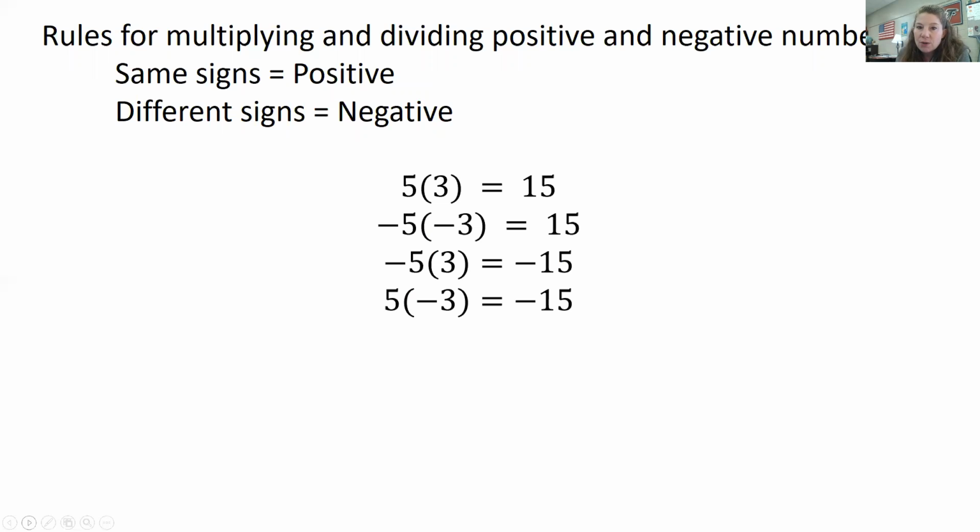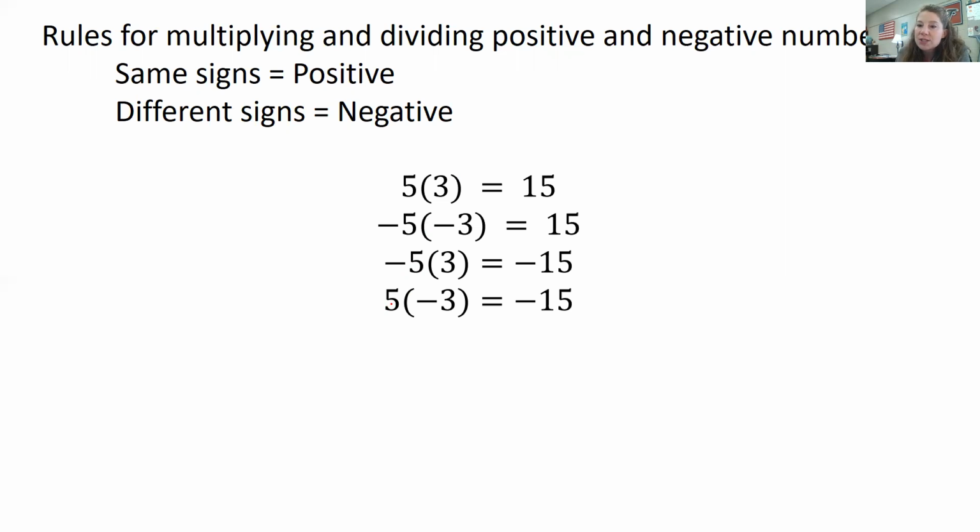All right, so we're going to move on to the rules for multiplying and dividing positive and negative numbers. So unlike addition and subtraction where there's several rules, with multiplication and division, there's only 2 rules. The rules are same signs, you get positive, different signs, negative. That's it. So if you have 2 positive numbers, you get a positive answer. Even if you have 2 negative numbers, they have the same sign as each other, so you get a positive answer. So 2 negatives multiplied gives you a positive. But then if your 2 numbers have different signs, your answer is negative.